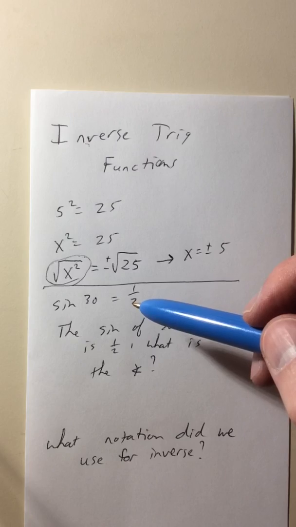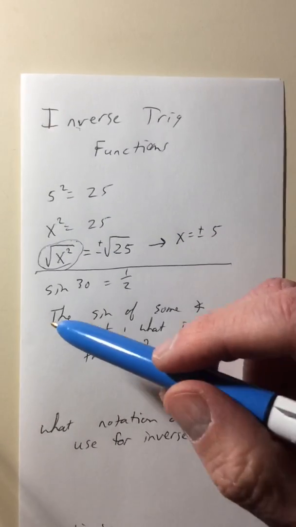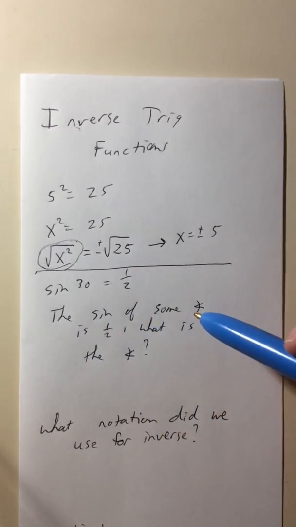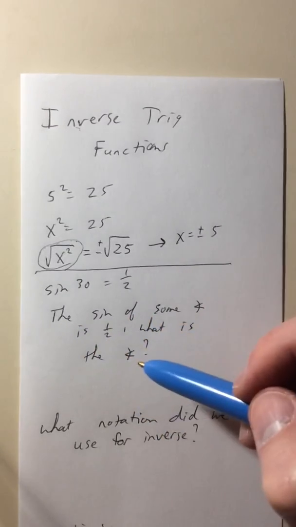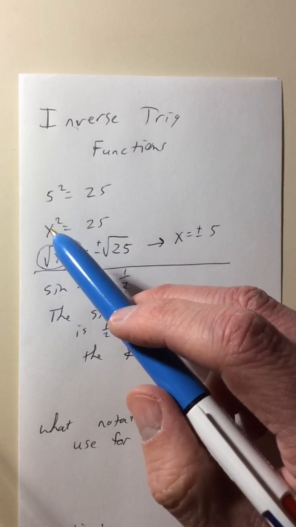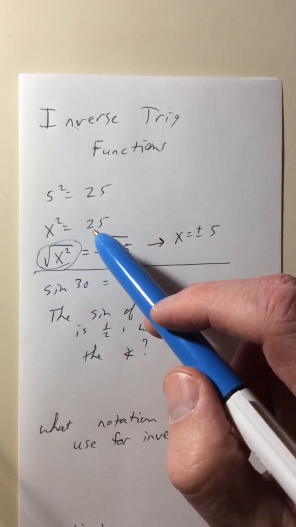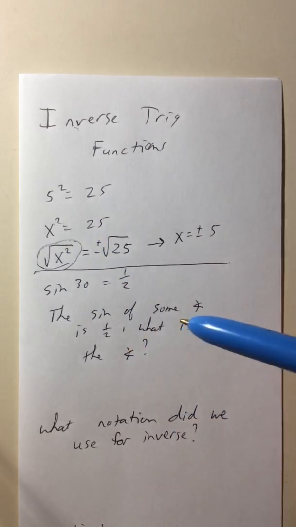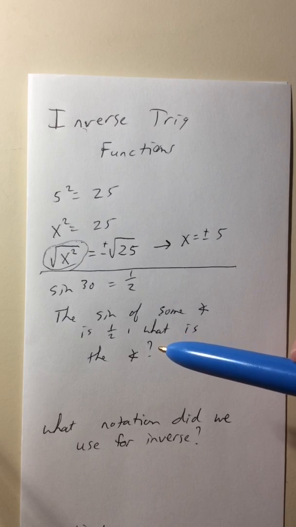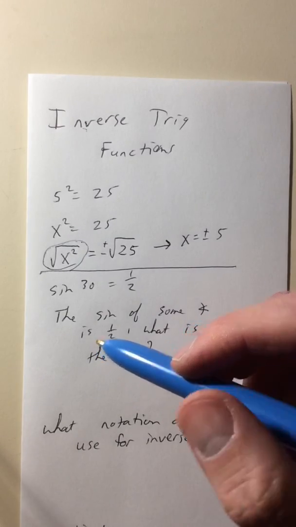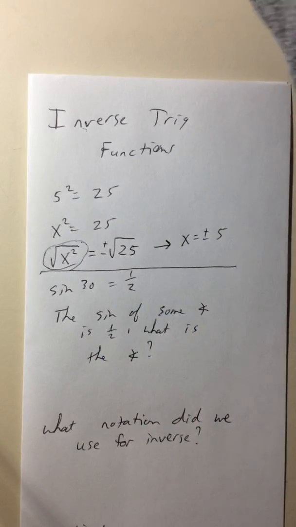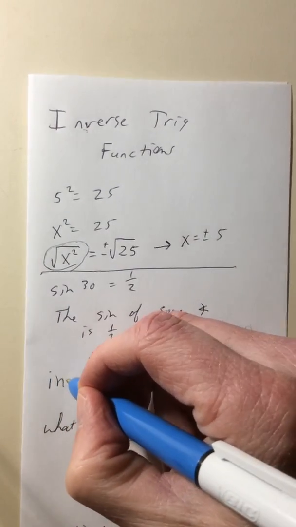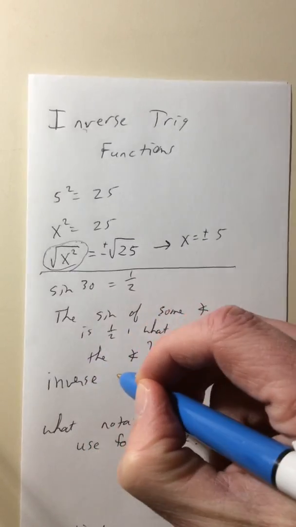And so likewise, we should be able to have a notation for this. The sine of some angle is 1/2. What's the angle? Just like we had up here, some number squared or multiplied by itself is 25. What's the number? Same thing here. So what we need then is a function that's going to be an inverse function. So what we really need here is an inverse sine function.